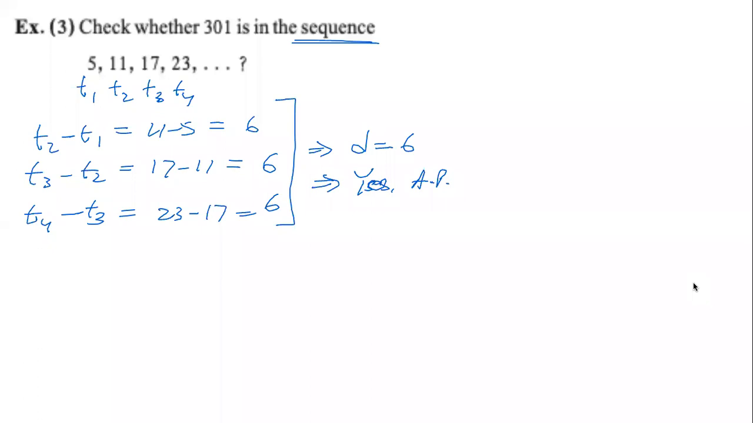Alfia. Yes. All we need to do now is see if this is an arithmetic progression, can 301 be part of this arithmetic progression or not? That means, is 301 a term? That is where Tushar says we need to find out whether 301 can be Tn. So we will say, let 301 be Tn.